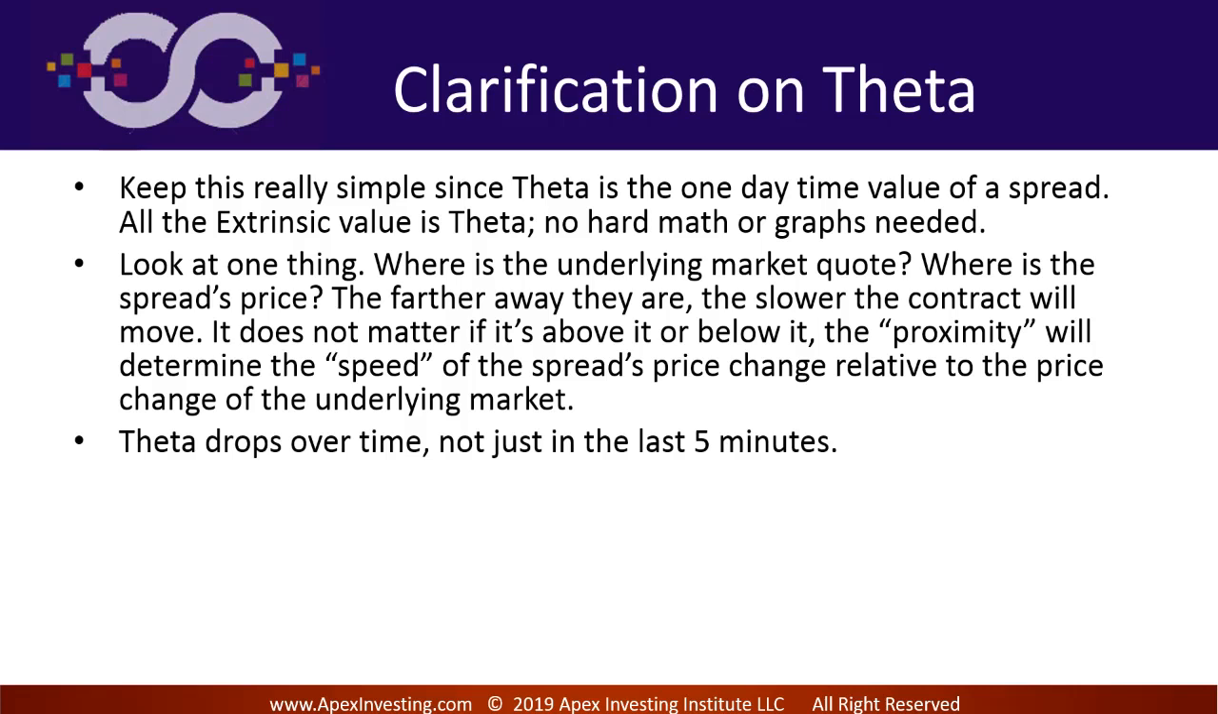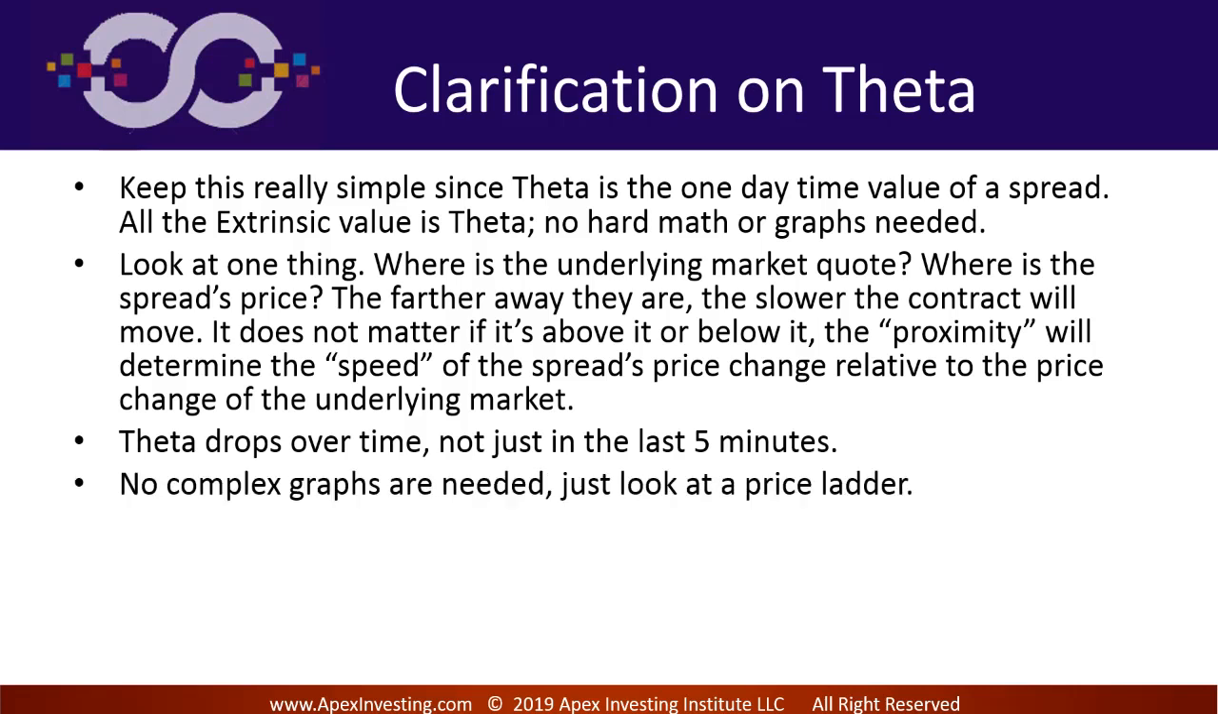Now, theta will drop over time, not just in the last 5 minutes, okay? So as that theta comes down, your contracts will move faster if they're in the spread, and slower if they're out of the spread. Again, you don't need complex graphs. Just look at the price ladder on the contracts. And again, just like every other Greek, it can be overridden by implied volatility. So if there's a lot of IV, you could literally see the contract move slow even with very little time left. Okay?